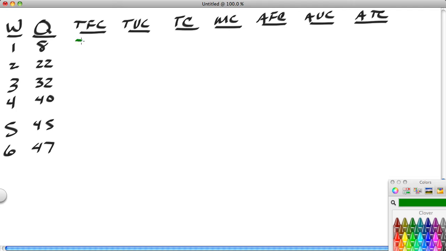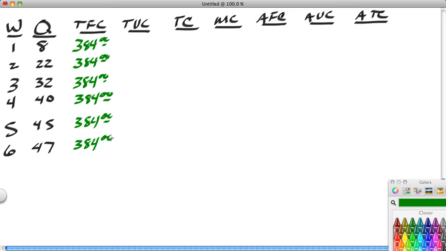It's very easy to fill in this first column because total fixed cost doesn't change. So 384 should be put all the way down this column. Whether you produce 8 units or 47 units, your total fixed cost is fixed. So we'll go ahead and fill those in. Our total variable cost actually varies as we add workers. This is going to be 56, 112, 168. I'll leave those dollar signs off so we can move quickly here. 224, 280, and then what do we have?